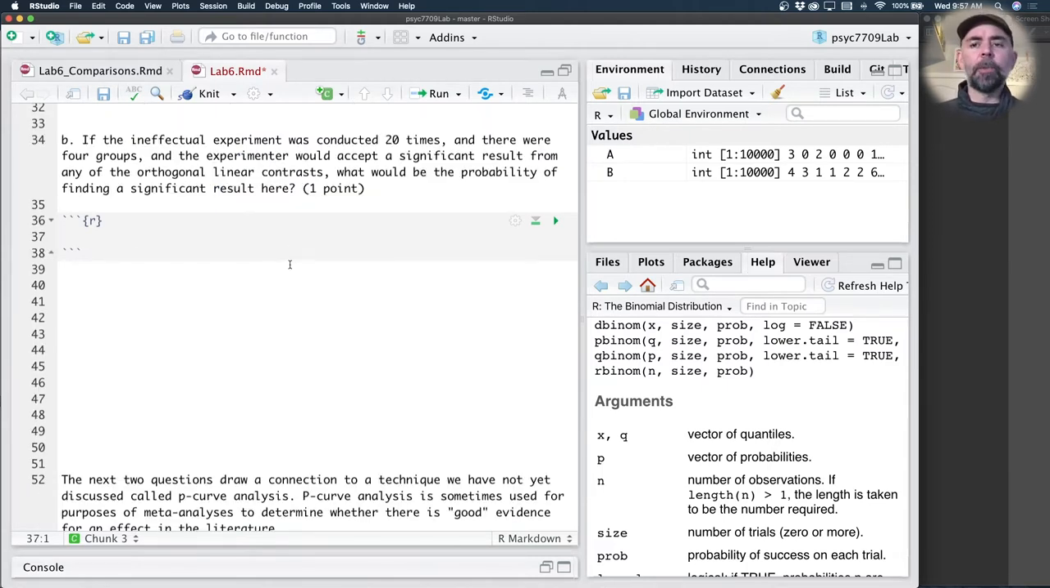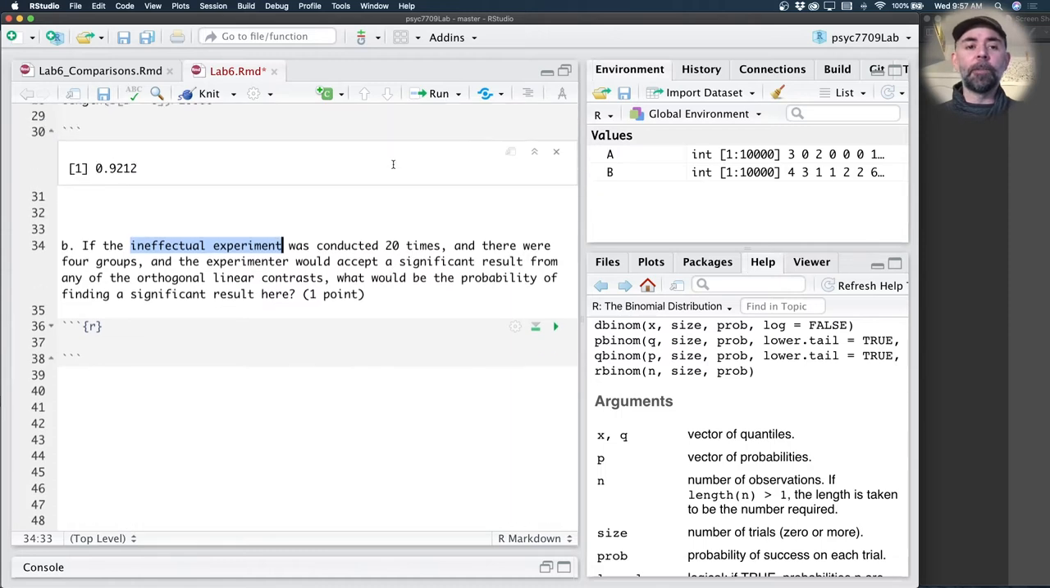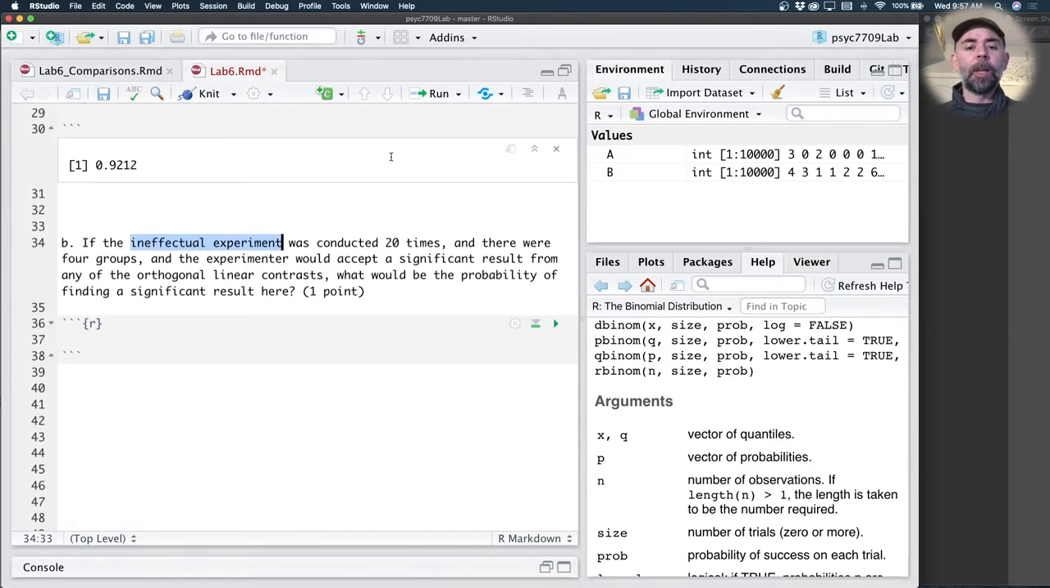Okay, what about the second part of question number one? So we're asking about an ineffectual experiment that was conducted 20 times, just like above here. However, let's imagine there were four groups and the experimenter would accept a significant result from any of the orthogonal linear contrasts. What would the probability be here of finding a significant result? I hope that was clear.